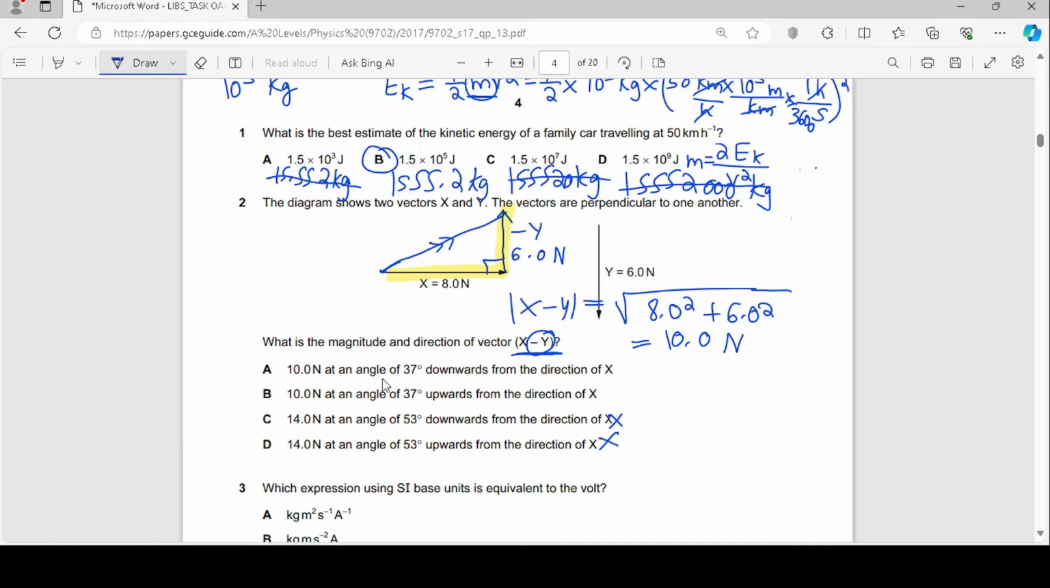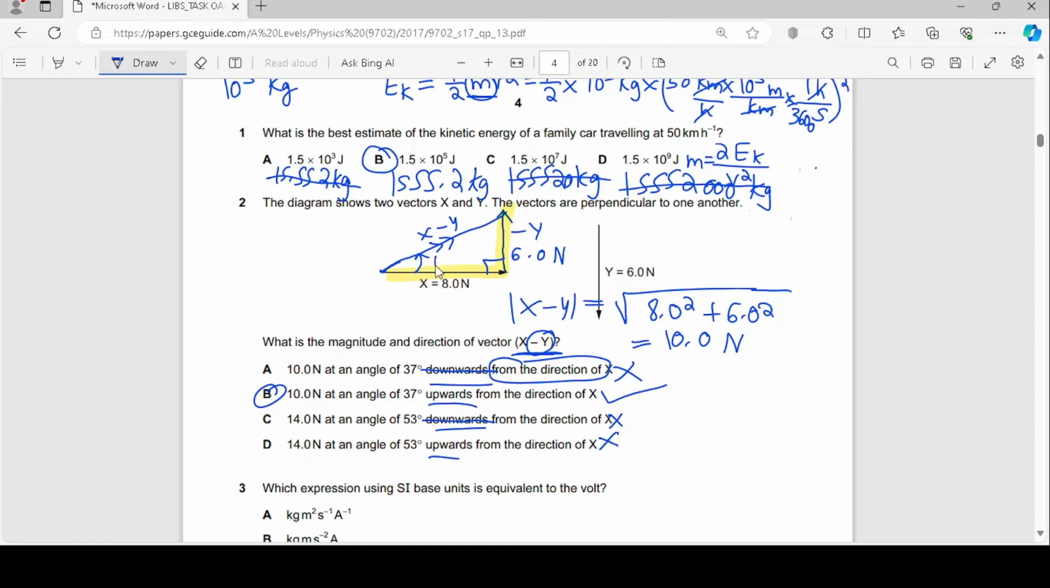Now, they're saying at an angle of 37 degrees downwards or 53 degrees downwards, and then they're using downwards, upwards, downwards, upwards. Well, and from the direction of x, right? So if I go from x to my vector x minus y, I have to go upwards. So because I have to go upwards, I can cancel out option A and I can cancel out option C. Okay, so I basically already have the answer as B, but if you want to be sure, you can obviously calculate the angle as well.